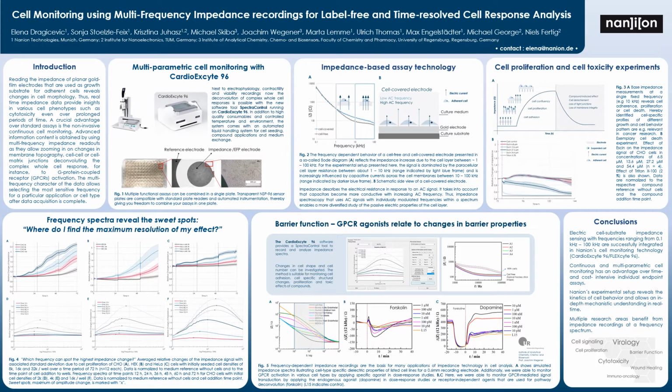Figure 1 depicts the CardioExcite 96 system, initially made as a hybrid system recording both contractility and electrophysiology of intact cardiomyocyte networks. Here, next to electrophysiology, contractility, and viability recordings, we introduce multiparametric cell monitoring with the new software tool, SpectraControl, running on CardioExcite 96 and not only for cardiomyocytes. In addition to high-quality consumables and controlled temperature and environment, the system comes with an automated liquid handling system for cell seeding, compound applications, and medium exchange.